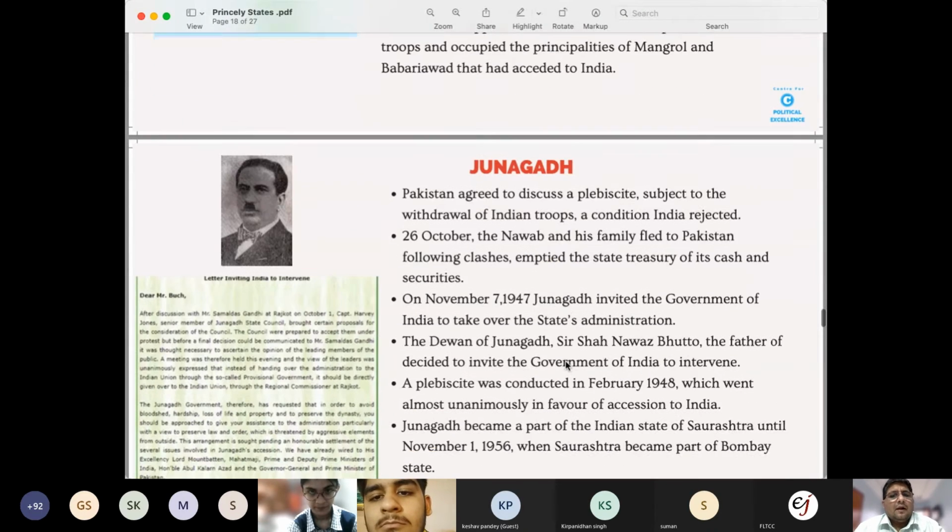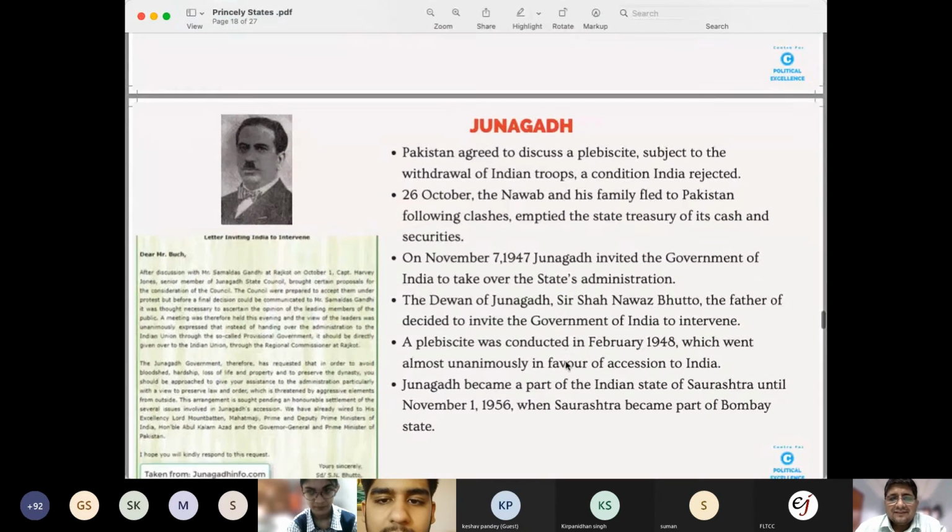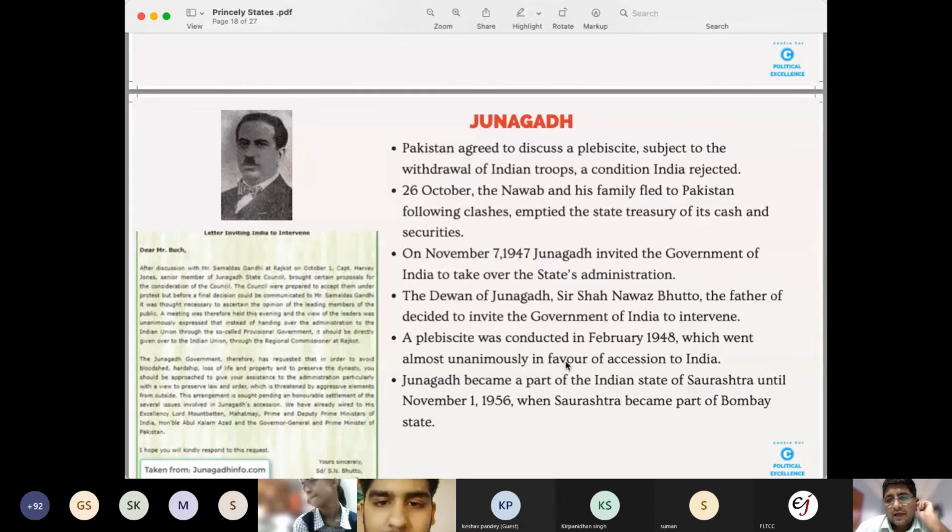Now, Junagadh's Diwan, interestingly, I don't know if you are aware of this or not. Junagadh's Diwan was Sir Shah Nawaz Bhutto. Now, Shah Nawaz Bhutto is the grandfather of the former Prime Minister of Pakistan, that is the famous Lady Bhutto, and his son was also a very famous leader, Zulfikar Ali Bhutto, who was assassinated by his own journal.